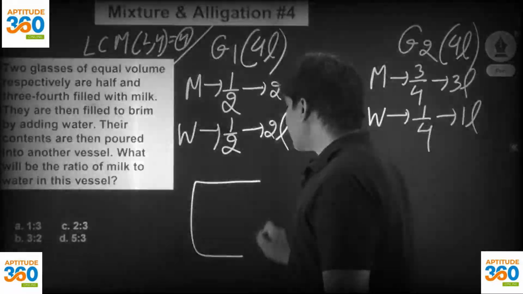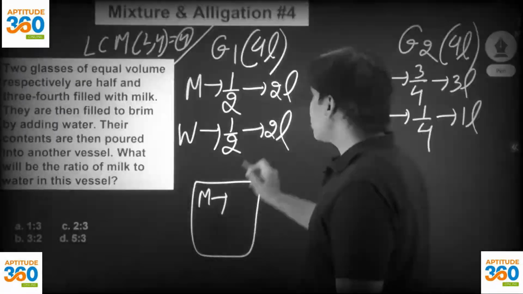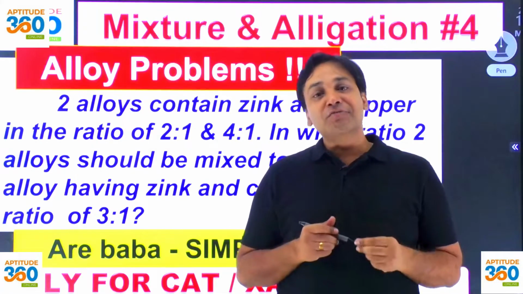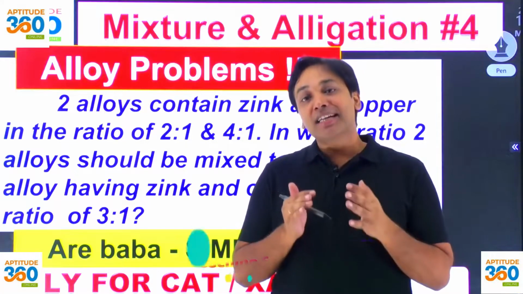In the third vessel, how much is going to be the milk then? How much is going to be the milk? 2 liter from here.